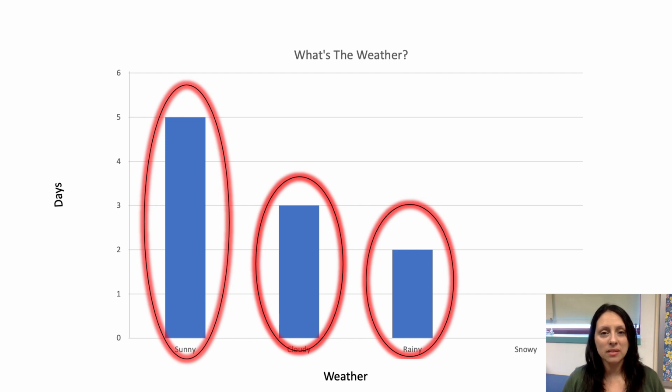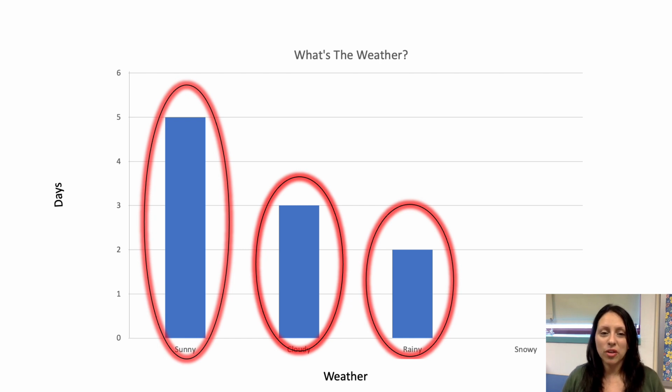What does that tell us? That tells us that there were 5 sunny days when we were checking what the weather was like across the span of 10 days. Let's take a look at the next bar on the graph. The next bar is just above the word cloudy, and it reaches up to the number 3. What does that mean? Think about it. That means there were 3 cloudy days when we were checking what the weather was like across 10 days. 3 of those days were cloudy.